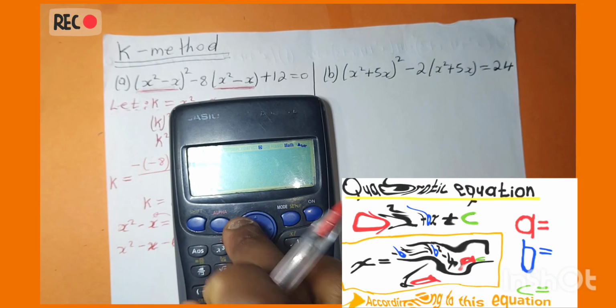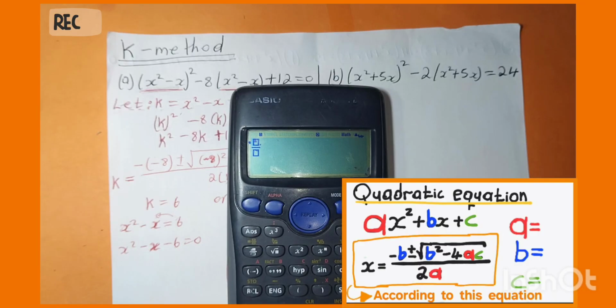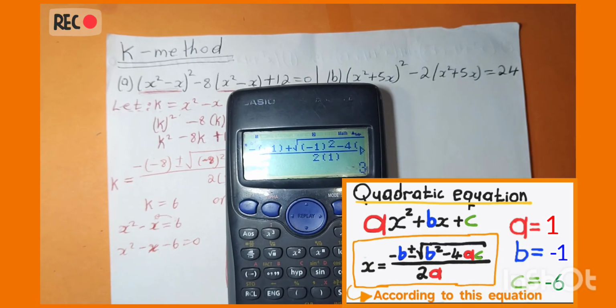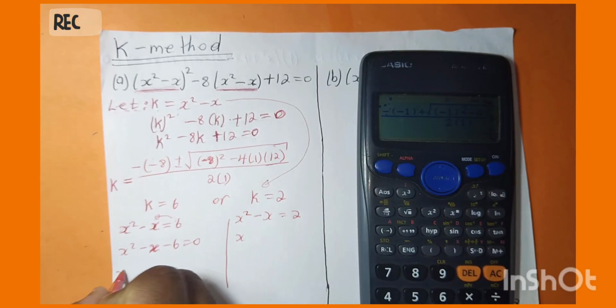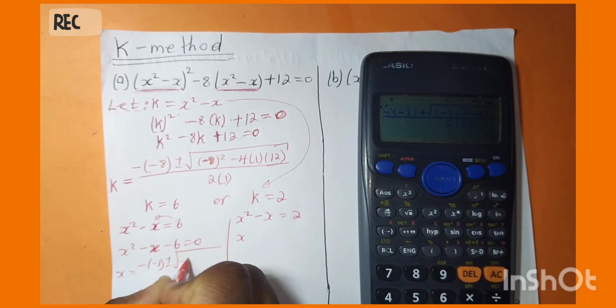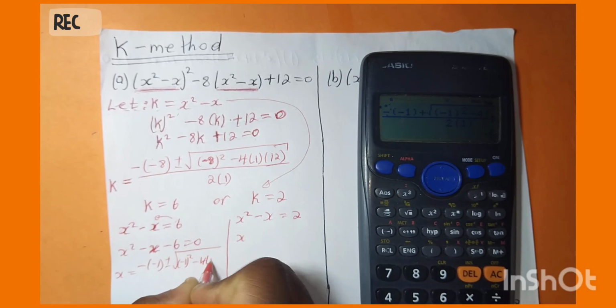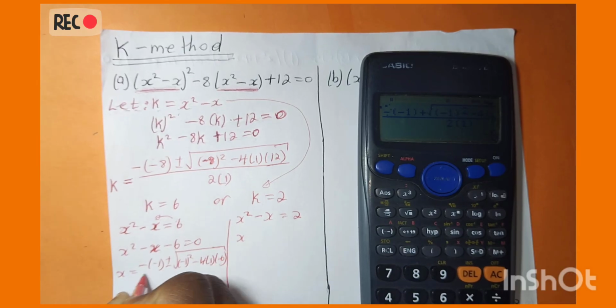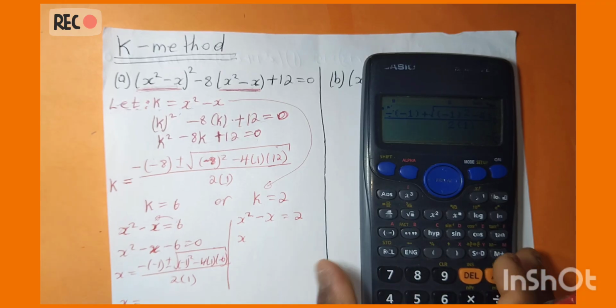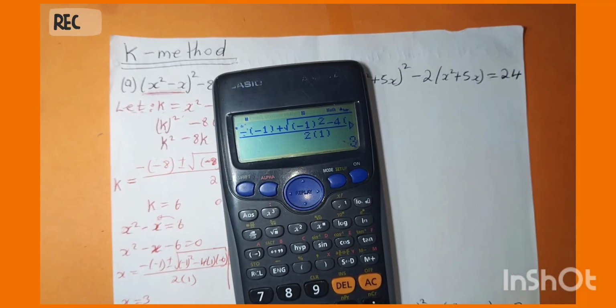Then I apply my quadratic formula again, which is minus 1 plus or minus the square root of minus 1 squared, minus 4 times 1 times minus 6, divided by 2 times 1. Yeah, I hope you can see that. So if I apply the quadratic formula here, this is what I should get, which is minus 2, which is 4, 1, and minus 6. I hope you can see this thing. Now, my first answer is 3.